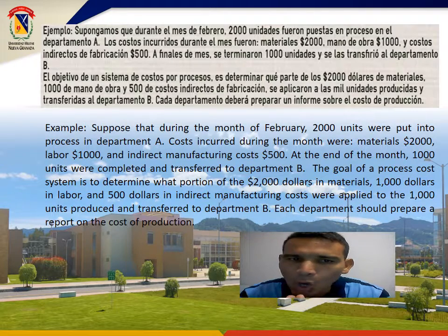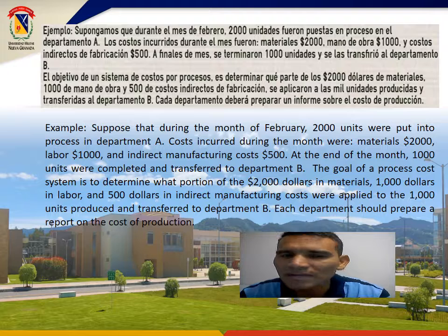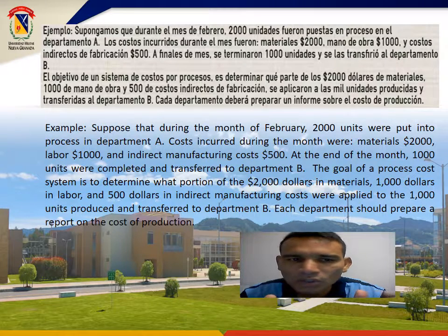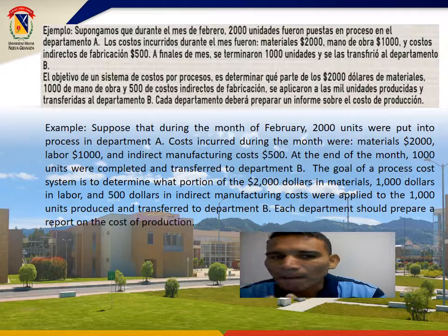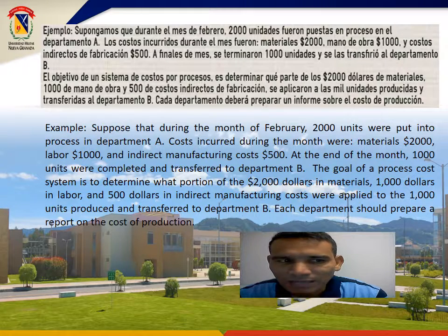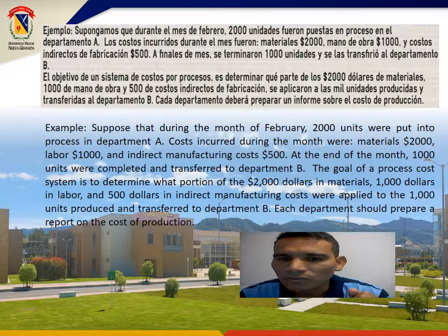The goal of the process cost system is to determine what portion of the $2,000 in material, $1,000 in labor, and $500 in indirect manufacturing costs were applied to the 1,000 units produced and transferred to Department B. Each department should prepare a report on the cost of production.